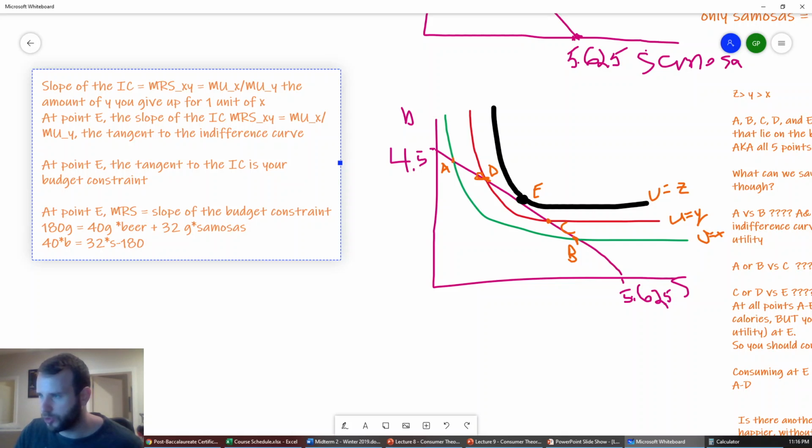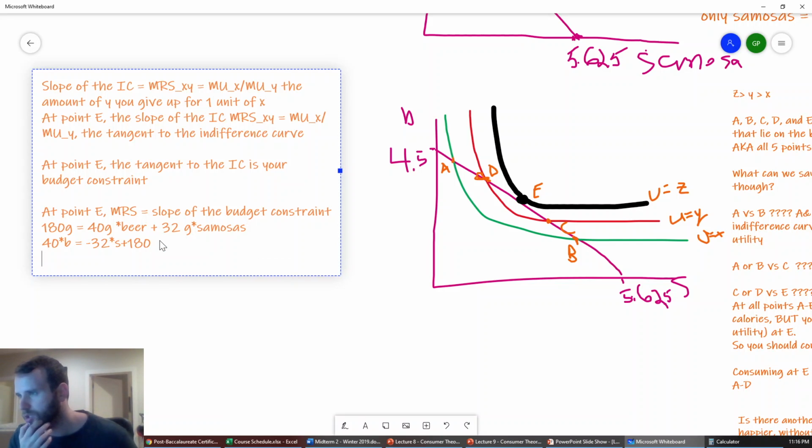So I'm going to subtract 32 grams of samosas from both sides. Sorry, I had this backwards. So 180 minus 32 samosas is on one side, and then 40 times b is on the other. Then, if we want it in slope-intercept form, we're going to divide both sides by negative 40. So we have negative 32 divided by 40 times S plus 4.5 as your slope-intercept form.